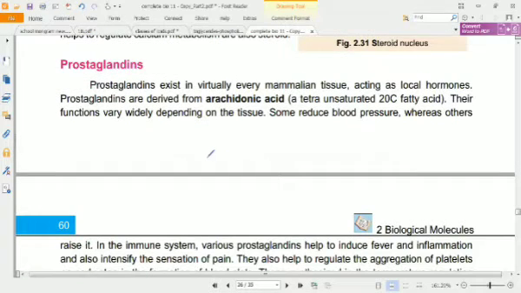Okay, let's talk about the last group, which is mentioned in your book, that is prostaglandins. Prostaglandins are present in almost every mammalian tissue and act as local hormones.